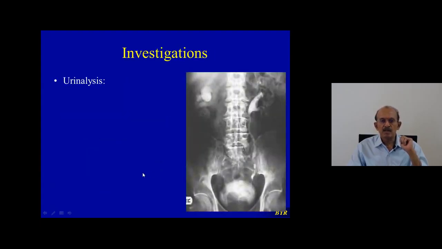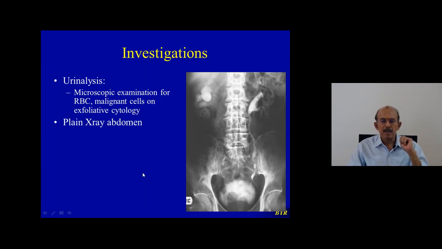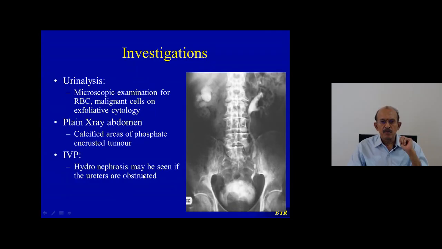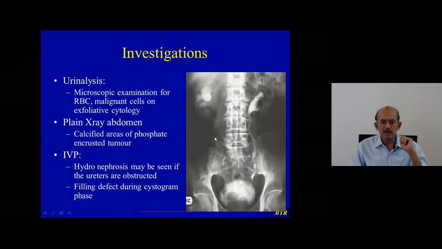Investigations: urine analysis, microscopic examination for RBC, malignant cells on exfoliative cytology. Plain X-ray abdomen may reveal calcifications. Intravenous pyelography: hydronephrosis, if it is there, you will be able to see it. There may be a filling defect during the cystogram phase. You can see this in the IVP.